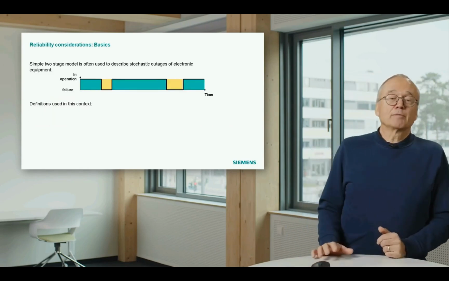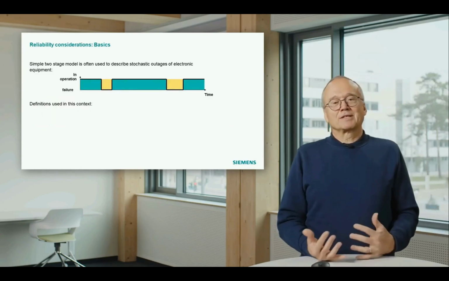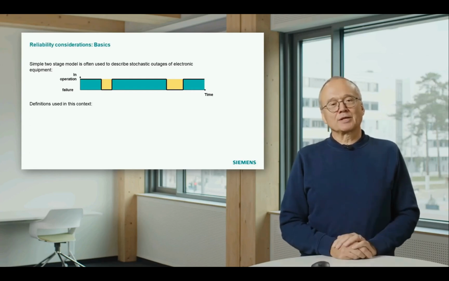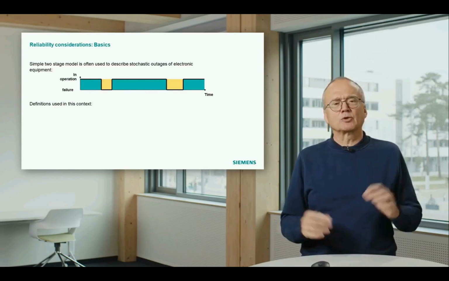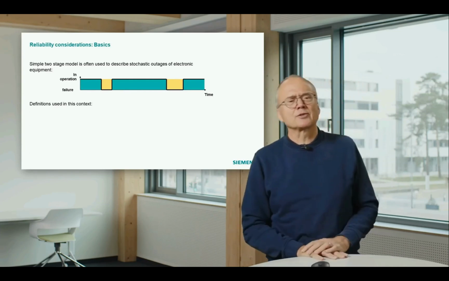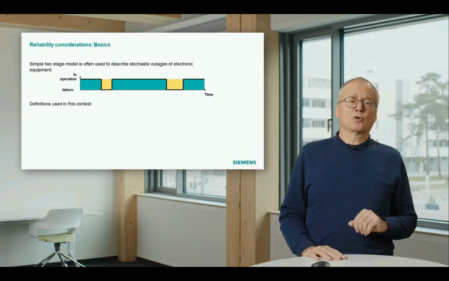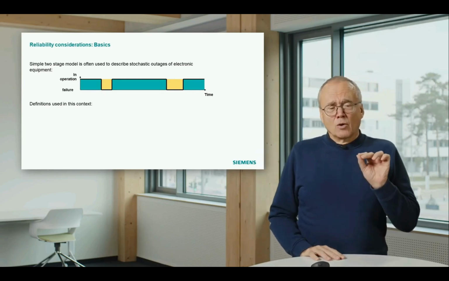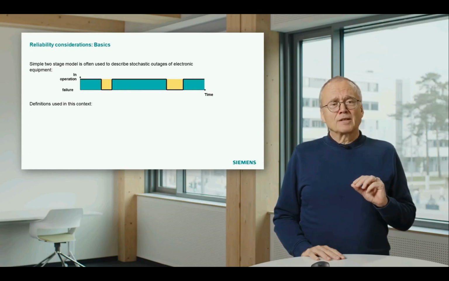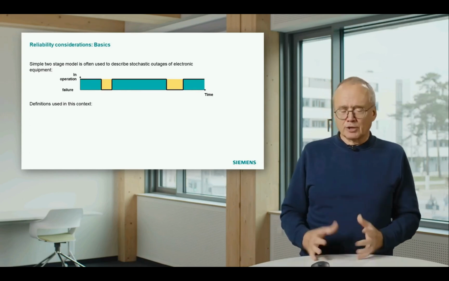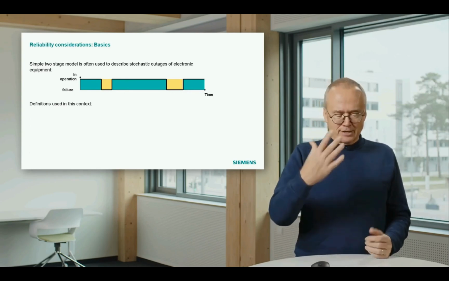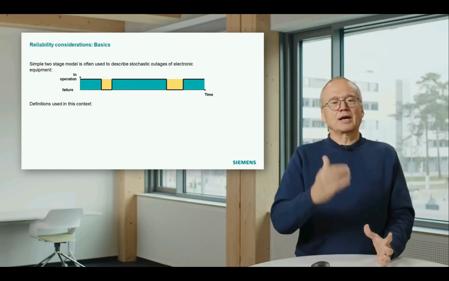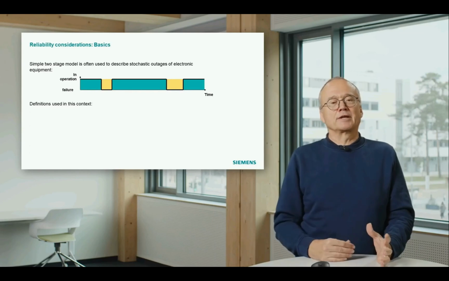Now I would look a little bit into some theoretical considerations. You often hear about things like mean time between failures, mean time to repair, outage rates, and so on. What is that in this context? Often we assume a simple two-stage model to describe an electronic component. That means you say you have an electronic device, it's either in operation or it has a failure.